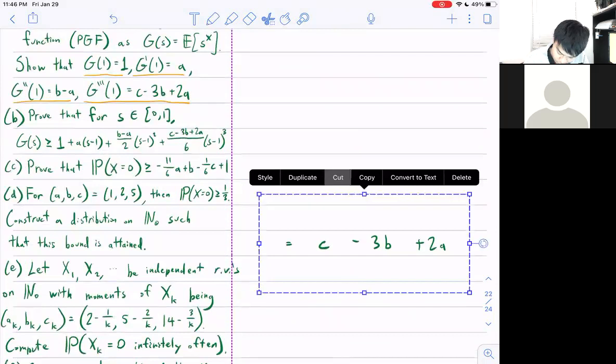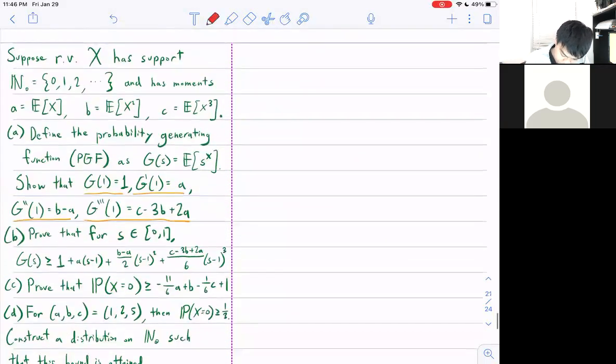Great. So in part B of this problem, we now have to show that for all s in the unit interval 0 to 1, this probability generating function satisfies this inequality. And it's going to seem very familiar because the coefficients in each one of these inequalities look like the derivatives out here, divided by the corresponding factorial in a Taylor series expansion. So we might be thinking to use some application of Taylor's theorem to prove this.